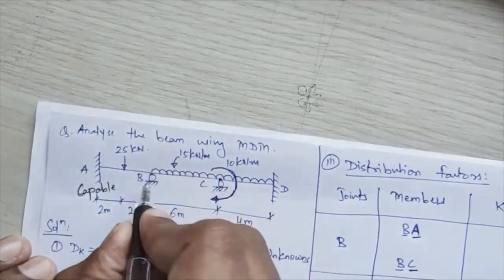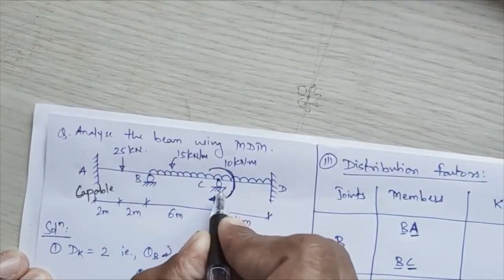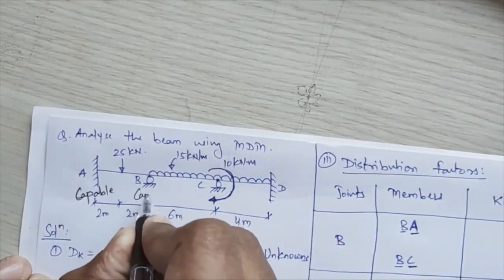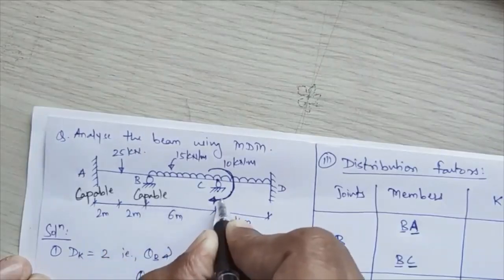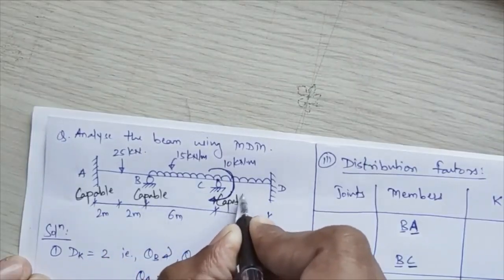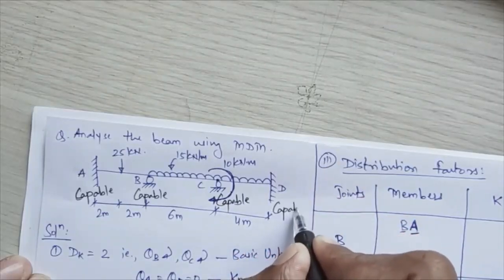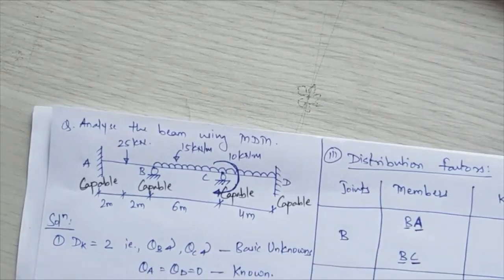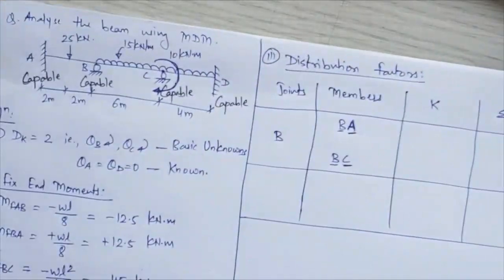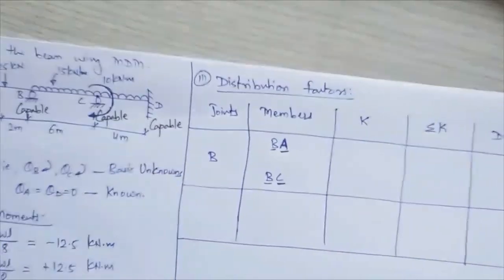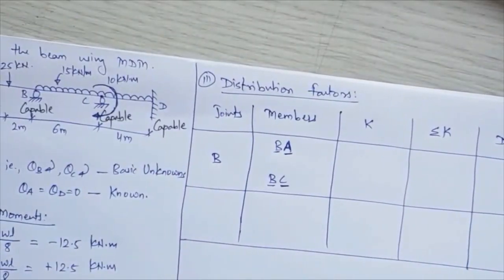This one is the intermediate roller, and C is also an intermediate roller, so those are also considered as capable supports again. In the same way, joint D is also fixed, so that will also be considered a capable joint. So in your total numerical, whatever supports are given to you, those are all capable supports. So in relative stiffness values, all values will be directly equal to I by L.